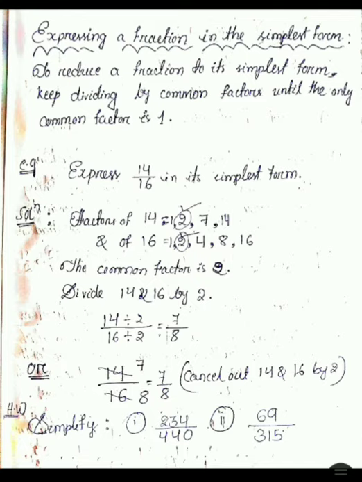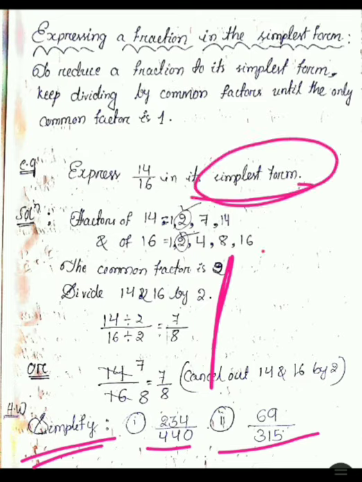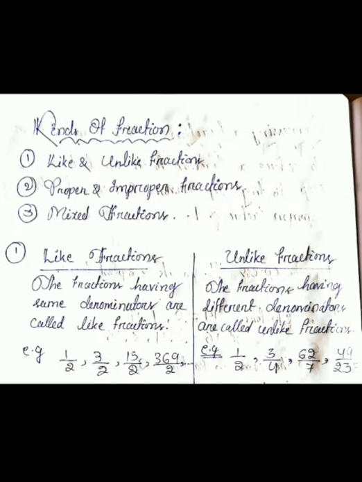Here is the homework I have given to you. Simplify 234 by 440, you can use both methods, and 69 by 315. You have to simplify, that means you have to convert it into simplest form or reduced form. Now just see kinds of fractions. We'll discuss how many kinds of fractions there are.